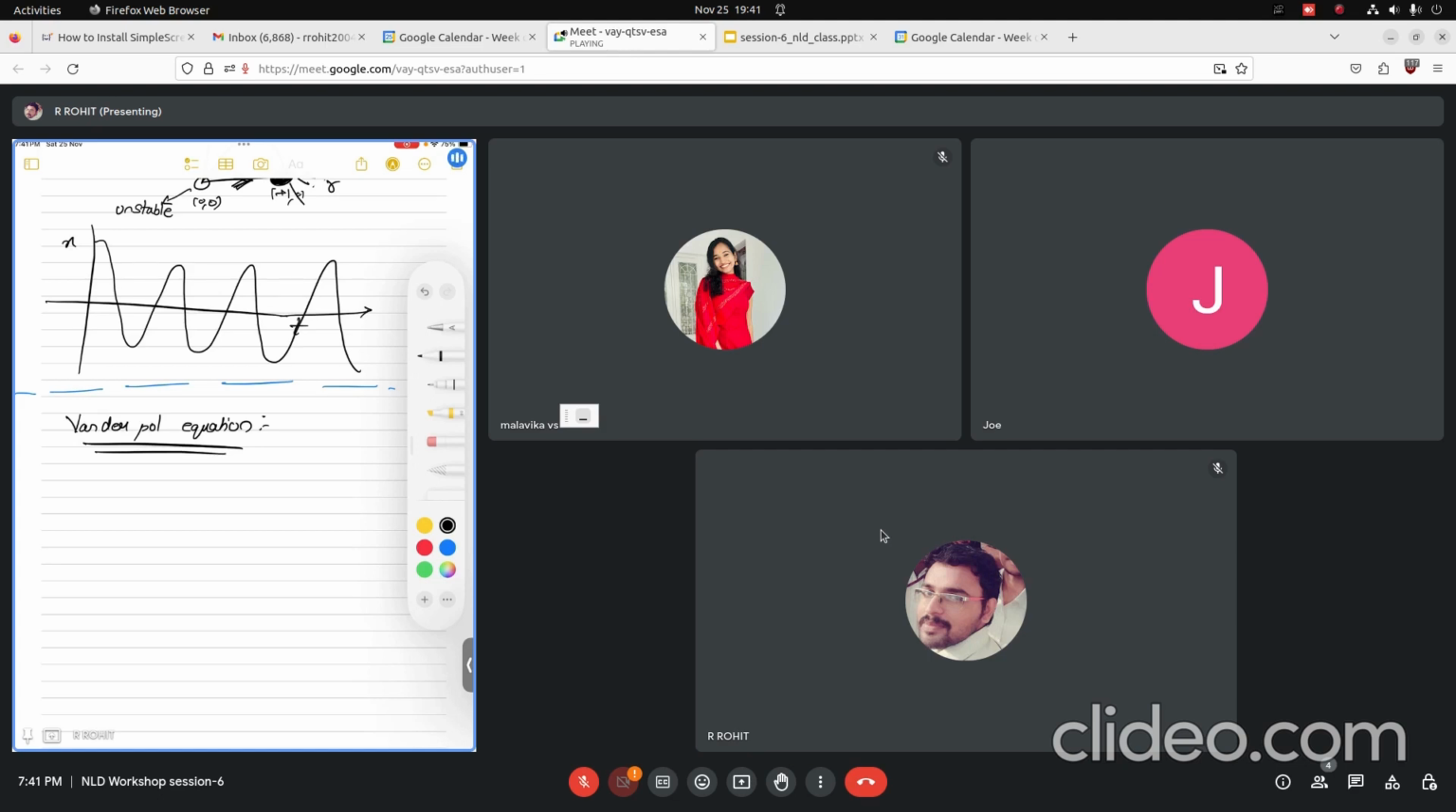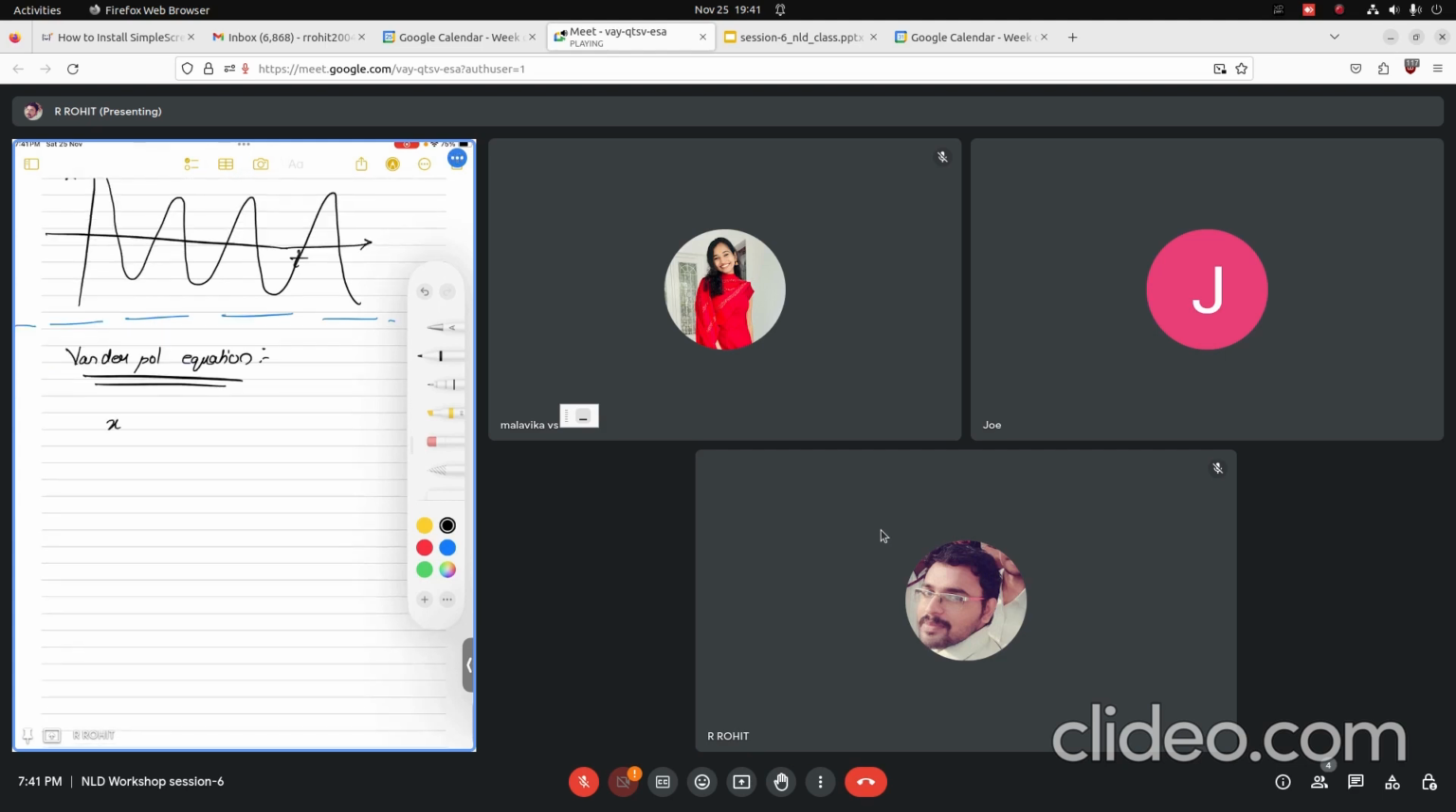These nonlinear electronic circuits showed oscillations or periodic movement when they were working. These oscillations were replicable by this Van der Pol equation. So this model was able to show this dynamics. And the equation goes somewhat like this. It's a second order equation: x double dot plus nu times x square minus 1 into x dot plus x equal to 0.